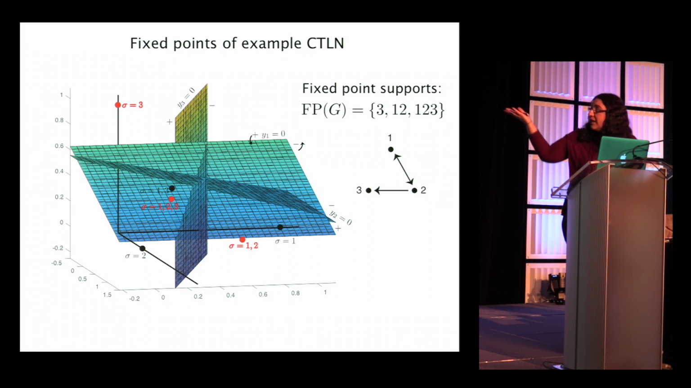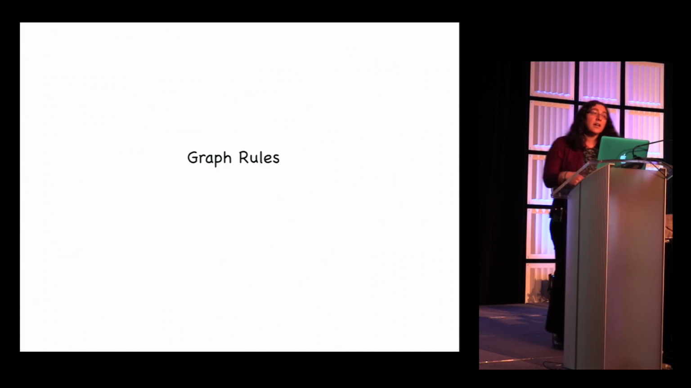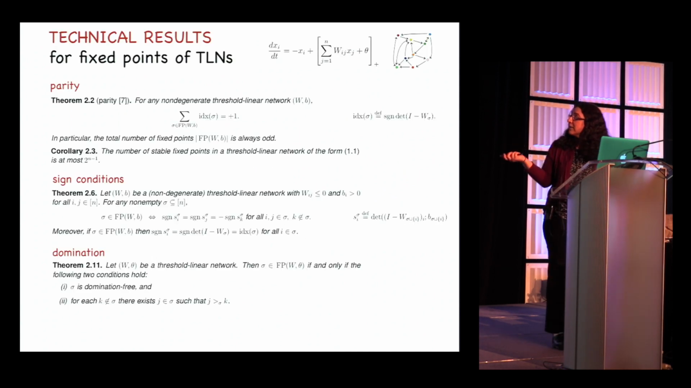And so, again, you can do this in a tedious way for very small networks, but our goal is to have graphical rules that we can apply to arbitrary networks. Okay, so here come the graph rules. All right, so I'm not going to go through this in detail, but basically we have a lot of technical results that apply to TLNs in general, threshold linear networks in general.